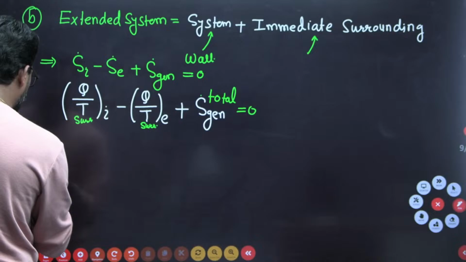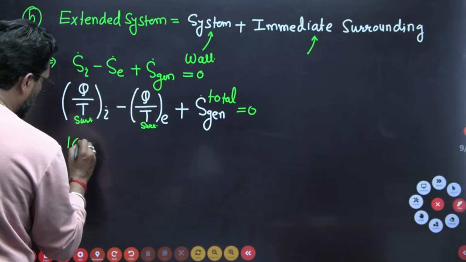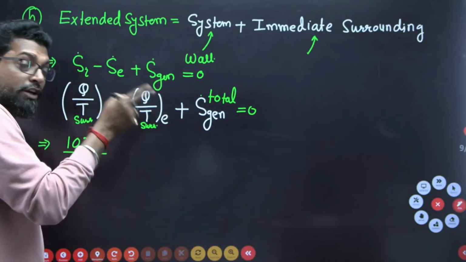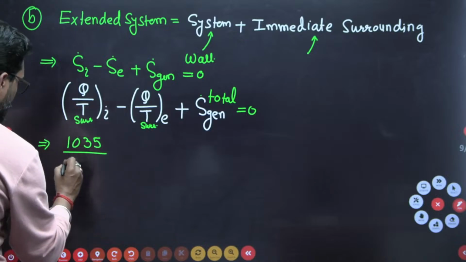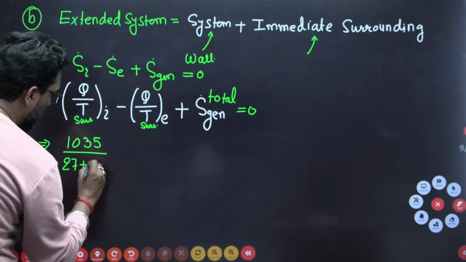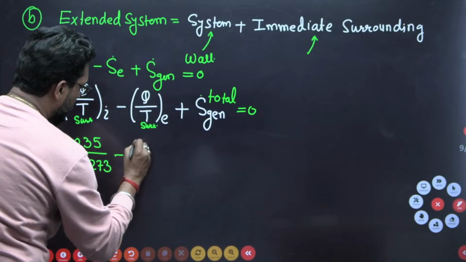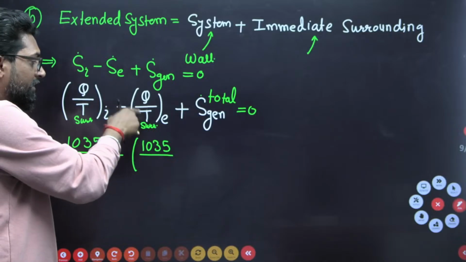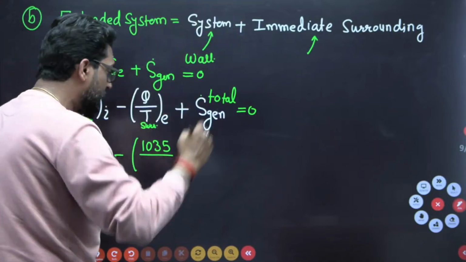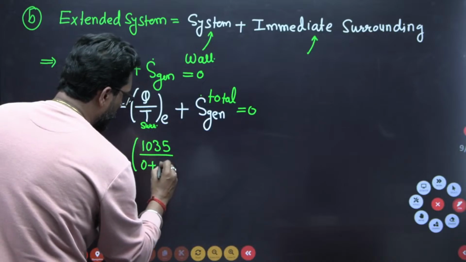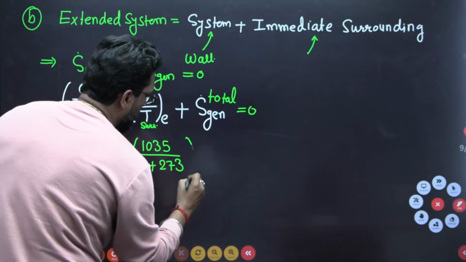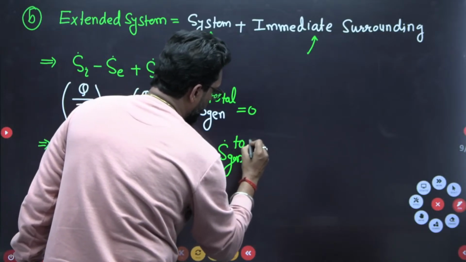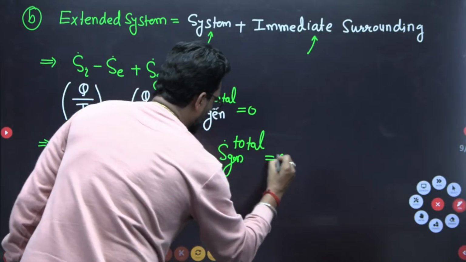So what is the heat transfer? The heat transfer is 1035. When the heat comes in, what is the temperature of the surrounding? That surrounding is 27 degrees centigrade plus 273, minus 1035 divided by the temperature of the surrounding where the heat finally exits. That is 0 degrees, so 0 plus 273, plus total entropy generation, is equal to 0. So what is the total entropy generation?